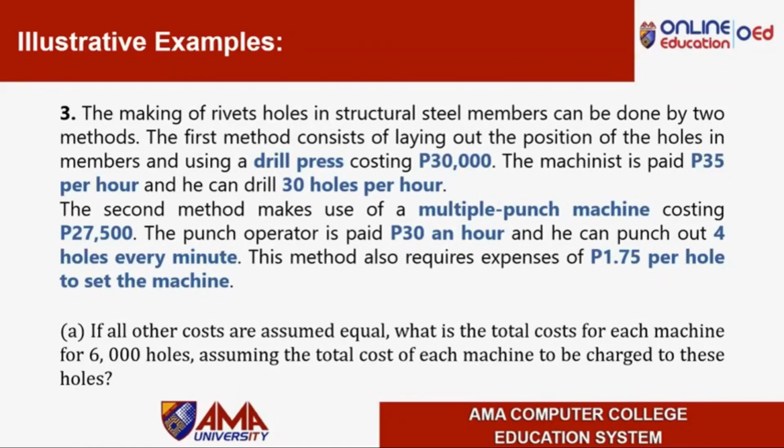The second method makes use of a multiple punch machine costing 27,500. The punch operator is paid 30 pesos an hour and he can punch out 4 holes every minute. This method also requires expenses of 1.75 pesos per hole to set the machine. Now, if all other costs are assumed equal, what is the total cost for each machine for 6,000 holes, assuming the total cost of each machine is to be charged to these holes?